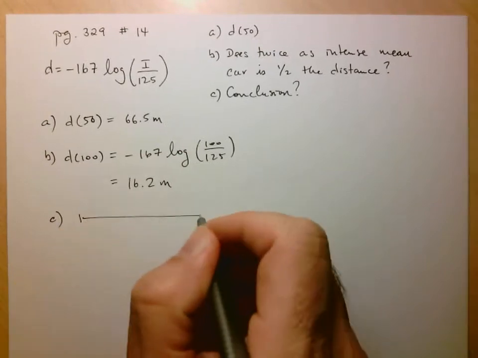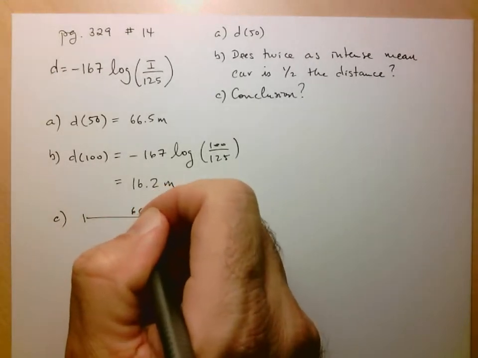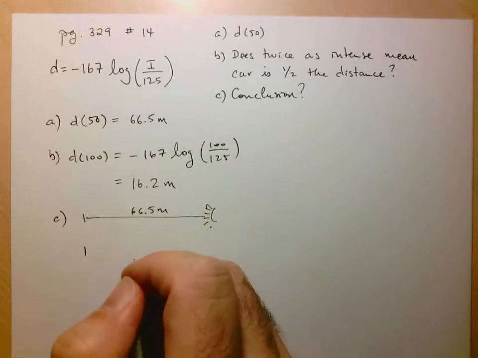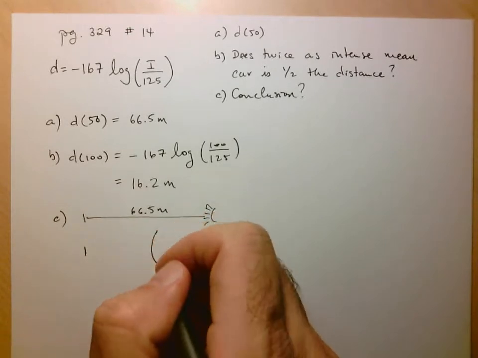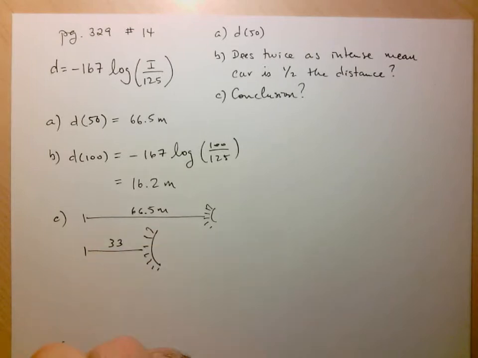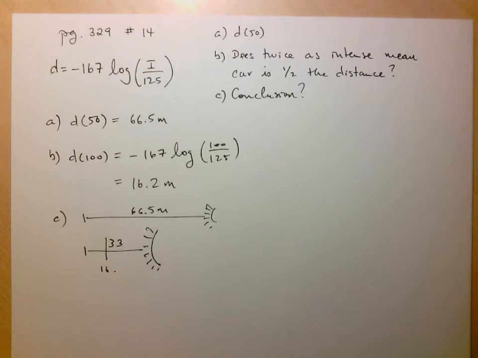If you start off with a certain intensity at 66.5 meters away, you might think that if the intensity is twice as bright, then they must be about 33 meters away. But of course, that's not the case. They're only about 16 meters away.